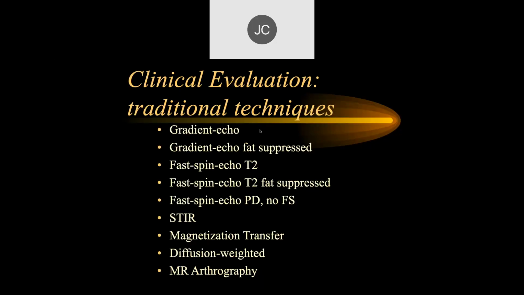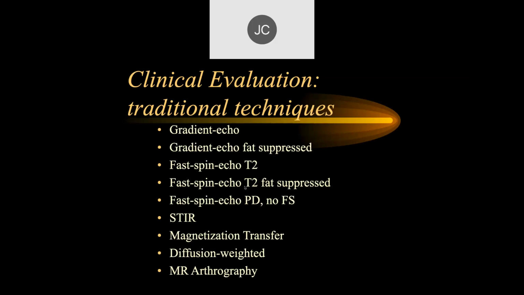So what techniques can we use? We had a big list before. There were like 20 different techniques. Here are techniques which have been used and widely published in traditional imaging of patients. You can use gradient echo with fat suppression, fast spin echo T2, fast spin echo T2 with fat suppression, fast spin echo PD with or without fat suppression, STIR, magnetization transfer, diffusion weighting, and MR arthrography.